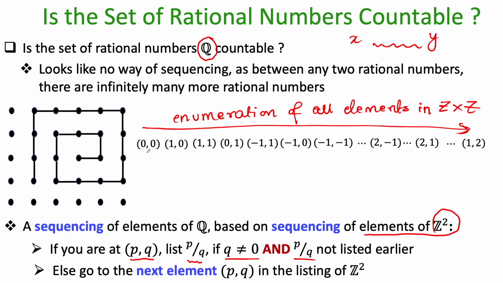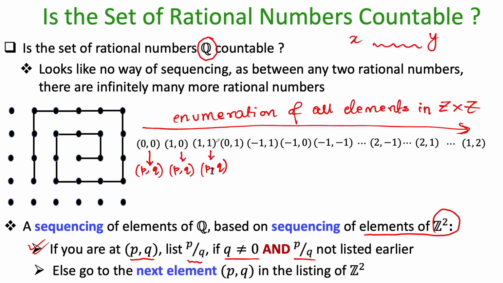So if I apply the rule on 0 comma 0, so if I start with 0 comma 0, my p is 0 and q is 0, right? So my rule says that if q is 0, don't do anything, go to the next element, and my next p comma q is 1 comma 0, and again q is 0, so my rule says don't do anything. Then I go to my p comma q, which is 1 comma 1, and I will be applying the first rule here, because here q is not 0, namely q is 1, and my p over q is 1 over 1, which is the rational number 1 and which is not yet listed, right?